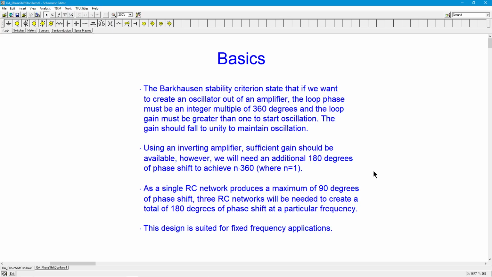Now, it's not necessarily the case that you're going to have these set up for 60 degrees apiece. That is not a requirement. You just need 180 degrees total, okay? This particular design we're going to look at is really suited for a single frequency, a fixed frequency application. It's not necessarily all that easy to manipulate in order to get a sweepable, let's call it, an adjustable frequency. Let's take a look.